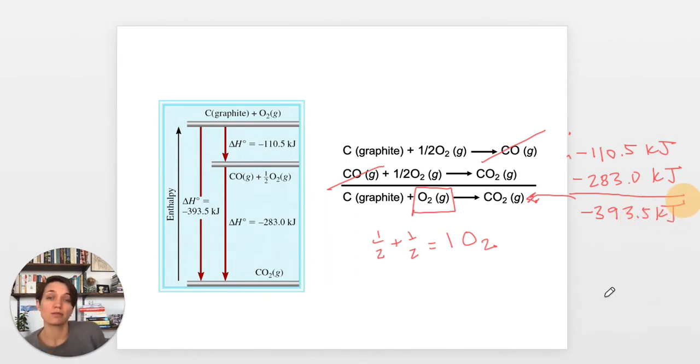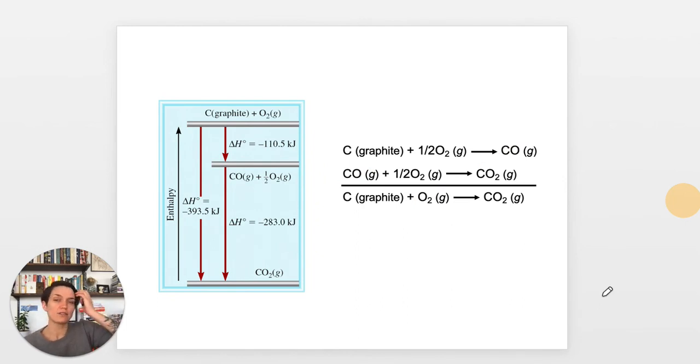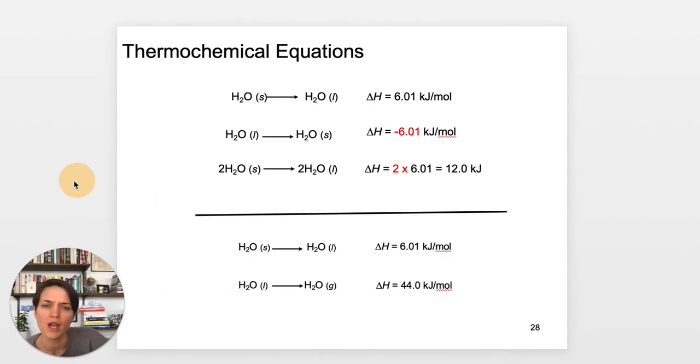So this is really freeing because it means that we don't have to experimentally determine the enthalpy change for every single reaction that we're interested in. Okay, so in that example, we didn't have to do any kind of manipulations to the equations in order to get them to cancel out, but sometimes you will have to do that. So let's just talk about what that looks like.